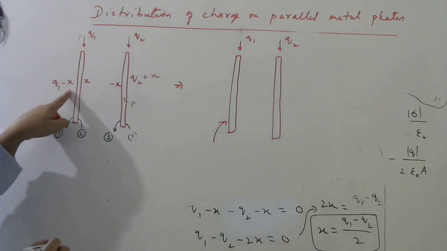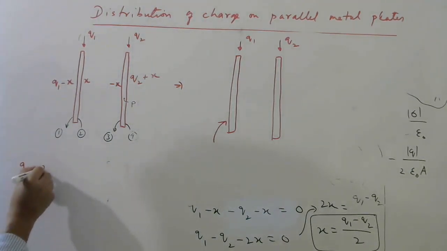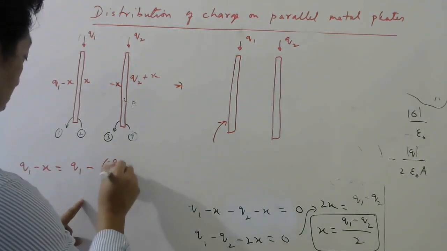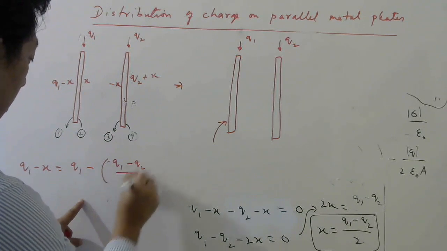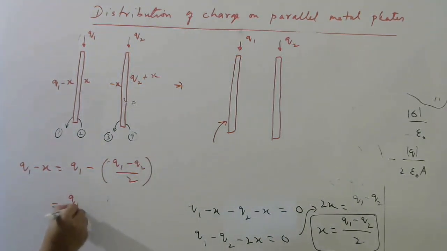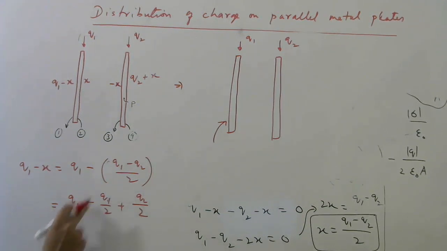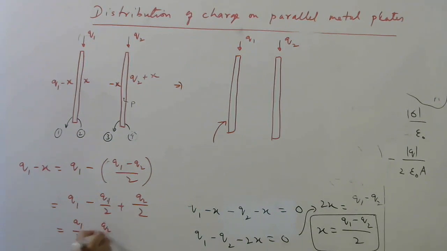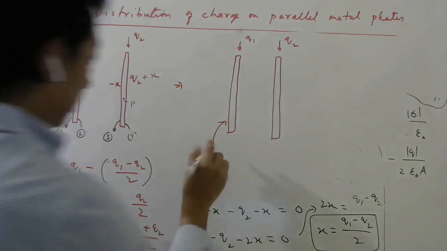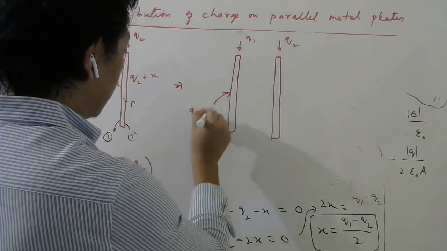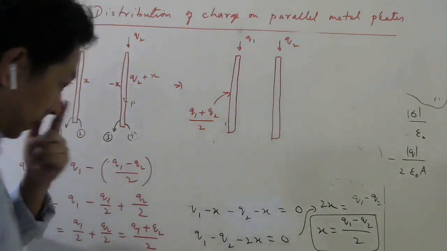Q1 minus X, right? Let us calculate Q1 minus X. Q1 minus, how much X we got? Q1 minus Q2 divided by 2. So this will be Q1 minus Q1 by 2 plus Q2 by 2. Q1 minus Q1 by 2 will be Q1 by 2 plus Q2 by 2. So it will be Q1 plus Q2 divided by 2. So the charge here will be Q1 plus Q2 divided by 2.